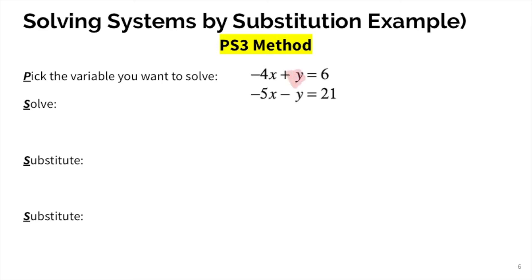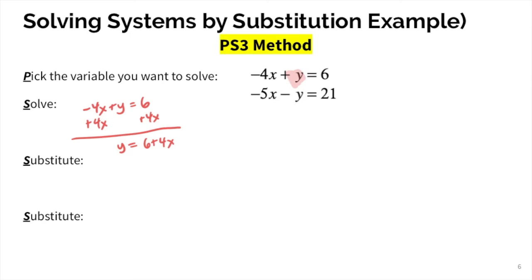So I don't even have to worry about my second equation right now. I'm just going to focus on my first. So I have -4x plus y equals 6, and I want to solve for y. So I'm going to add 4x on both sides. I get y equals 6 plus 4x.